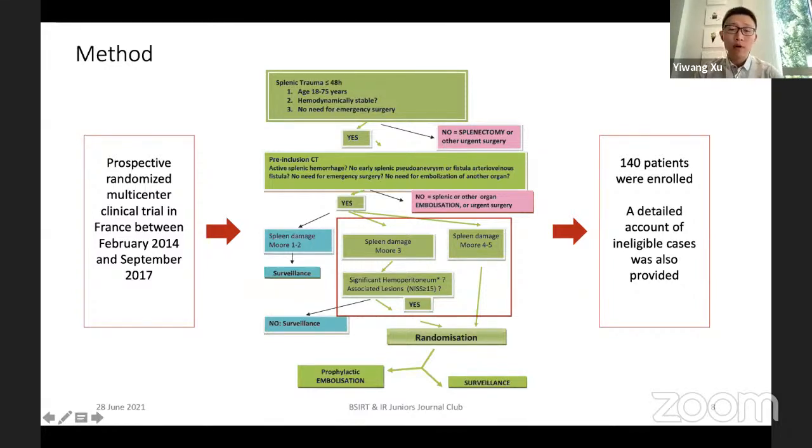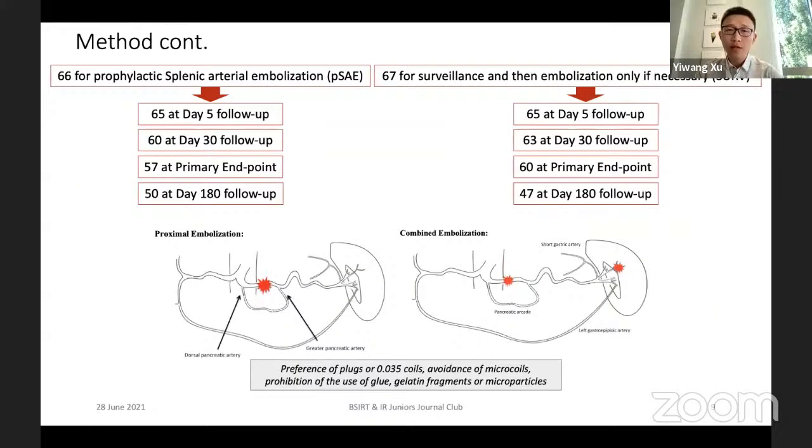And grade 4 and 5, devascularized splenic injury. Approximately 140 patients were enrolled and randomized into 2 arms. One arm is prophylactic splenic artery embolization. The other one is surveillance and then embolize, i.e. a watchful wait sort of approach.